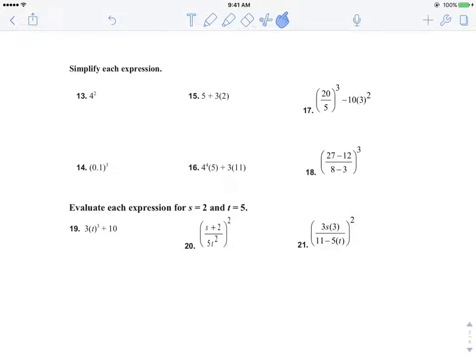Hi guys, I'm going to walk through a couple of the solutions to your 1.1, 1.2 review worksheet. I know some of you have been struggling with a few of these problems, so I'm going to show you solutions to a few of them so that hopefully that helps you solve the rest of them.